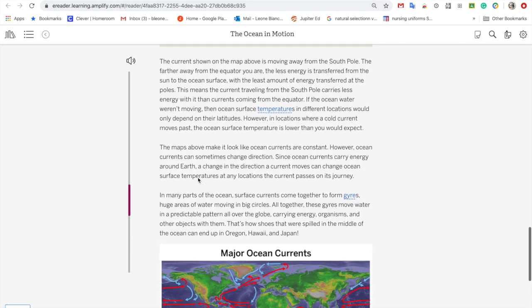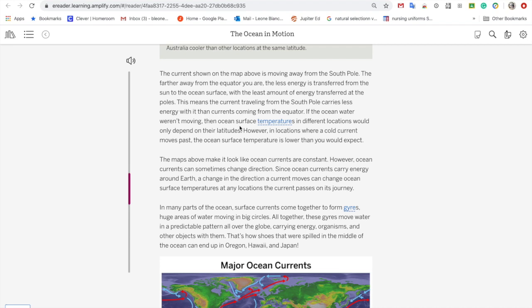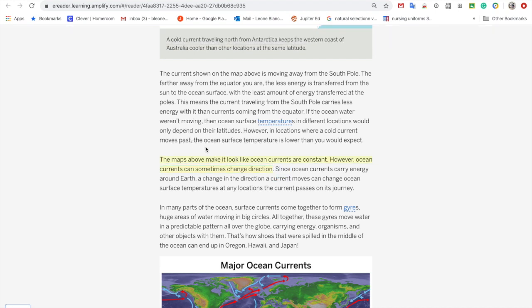Here at the end, it says the maps make it look like oceans are constant. However, ocean currents can sometimes change direction. I'm going to highlight that because we're looking for something that changes. And if this is a possible change and currents are linked to temperature, this might be an answer or some part of an answer that could help us understand why during El Nino time the temperature is different.